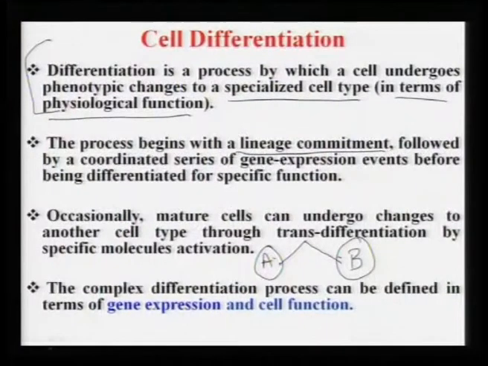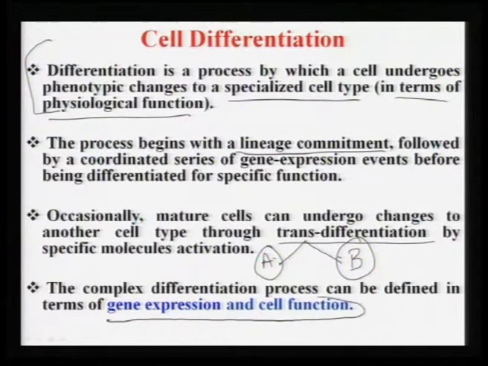Occasionally, mature cells can undergo changes to another cell type through transdifferentiation by specific molecular activation. Now, I will possibly give an example of that. Then the fourth one: this complex differentiation process can be defined in terms of gene expression and cell function. That is what you have already realized. So, different gene expression and different cell function is what is known as cell differentiation.